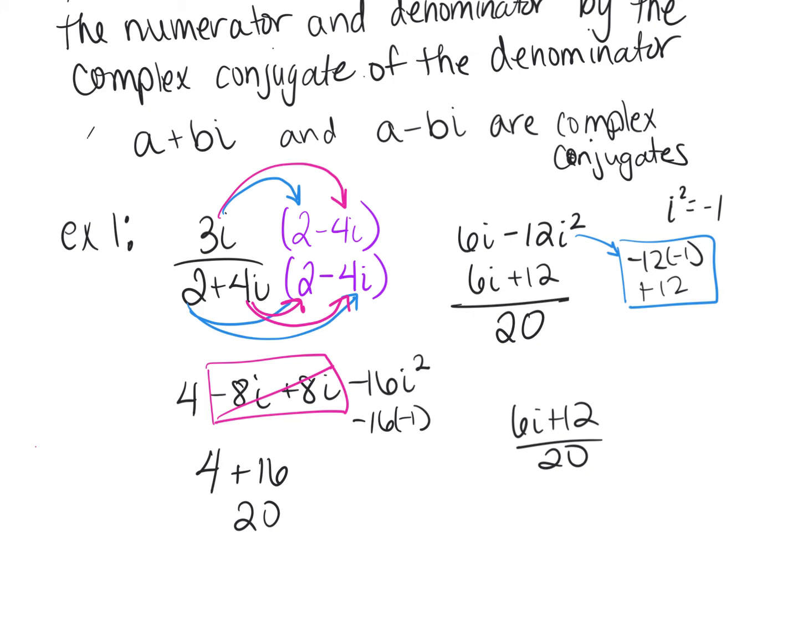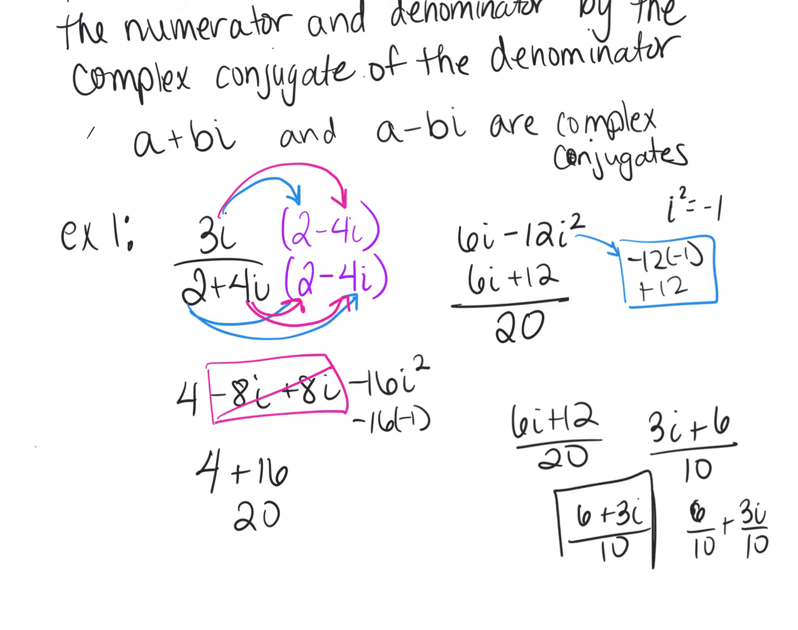Can I simplify that? Can I divide them all by the same number? I can divide them all by 2, right? So if I divide 6 by 2, I get 3i. 12 divided by 2 is 6. 20 divided by 2 is 10. If I'm putting it in a plus bi form, that's 6 plus 3i over 10, or 6/10 plus 3i over 10.